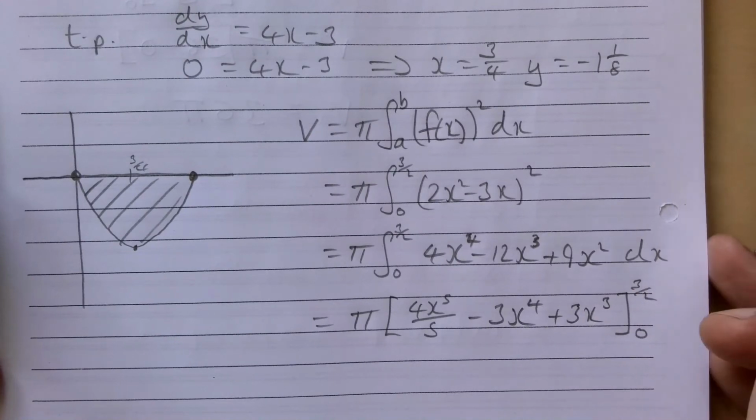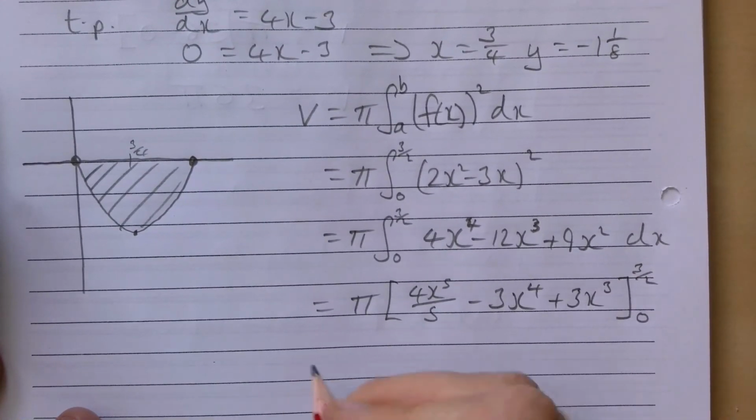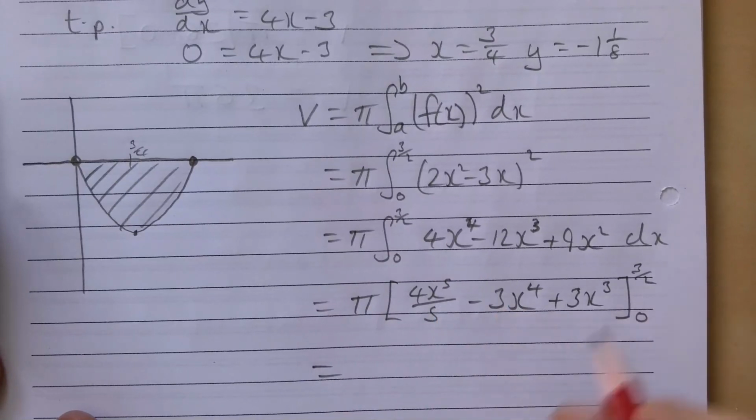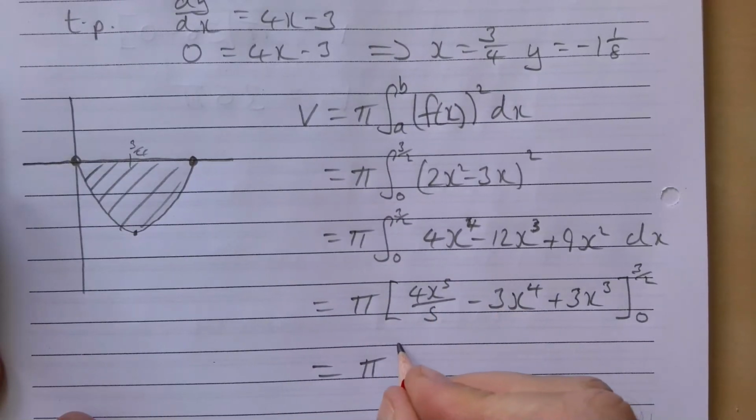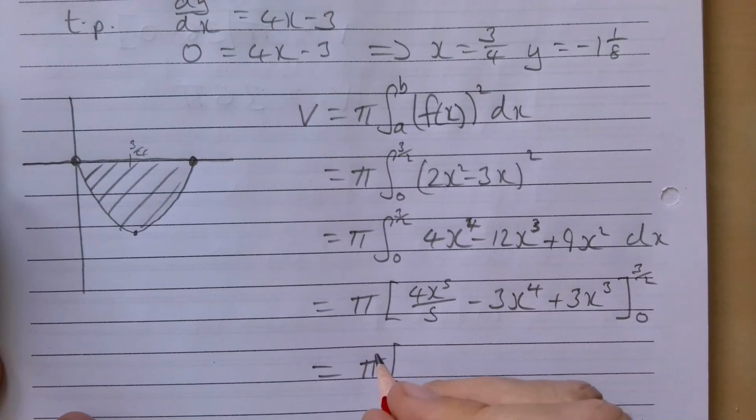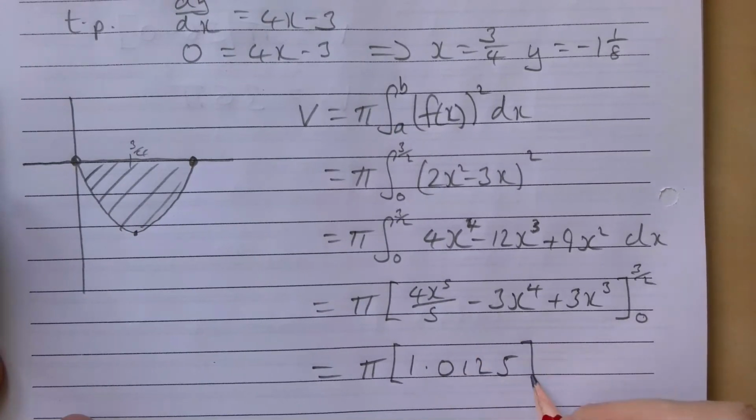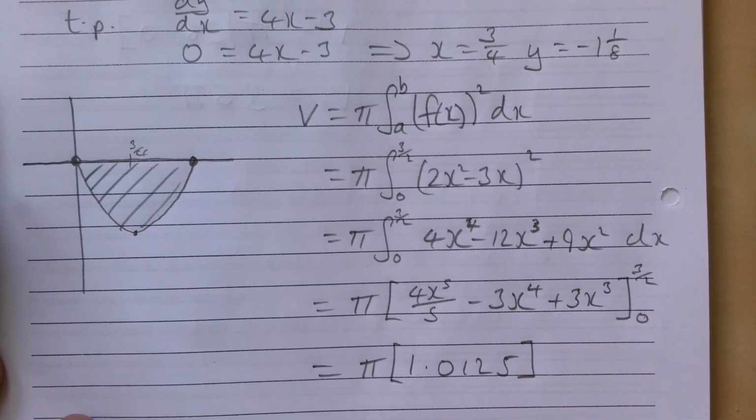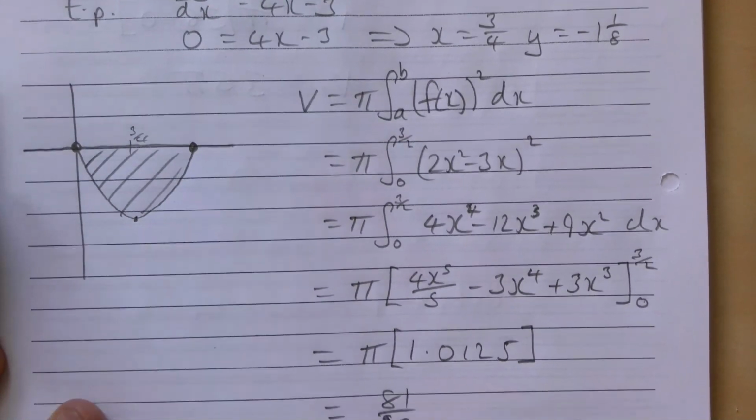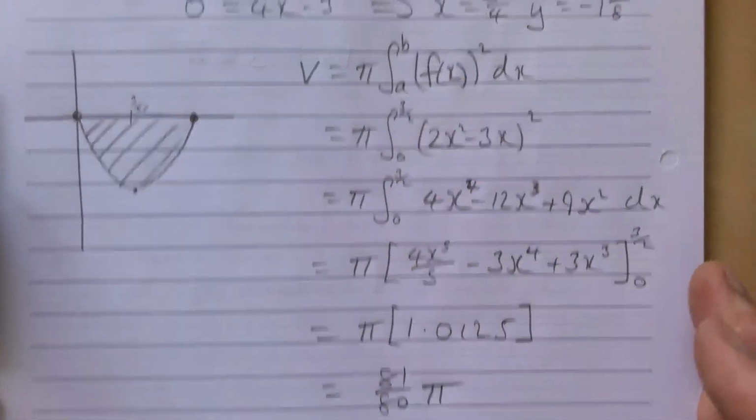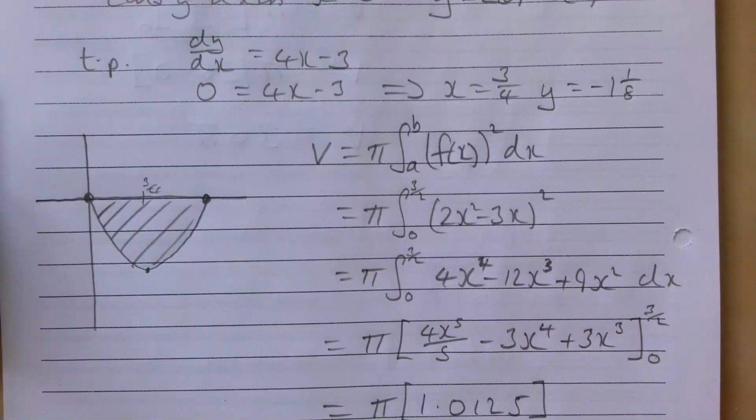Things get a wee bit messy here. If you sub in 3 over 2 into each of those, you can get it to work out. It ends up being 1.0125, and obviously subbing 0 in doesn't give anything. That then is a fraction, 1 1/80th, I think. I think we're on 81 over 80 pi, and that is our final answer. But it's this main bit up here which is our new bit, and hopefully that'll make sense.